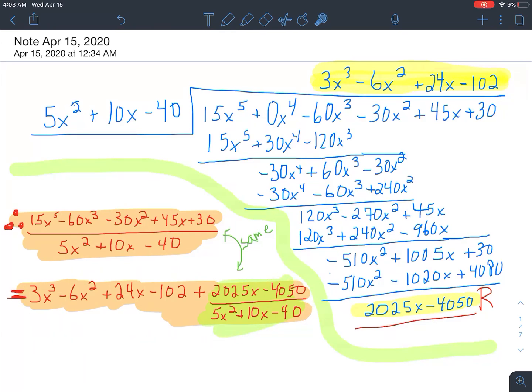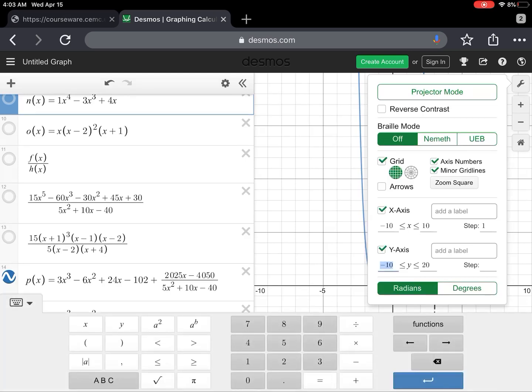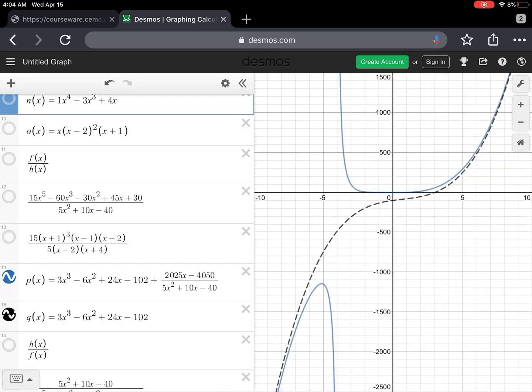But the cool thing about this is when numbers are small, well, this is going to be a pretty large number, so it's going to make a huge difference, and this is not going to be near this cubic at all. So this is a cubic, and I'm going to show you that cubic right now. So I actually graphed that cubic right here. Let's see, we got q of x. Let's try negative 2500 and 1500. Okay, so if you look here, the blue is my p of x, and it's also my f of x over h of x. And so those are all the same graph.